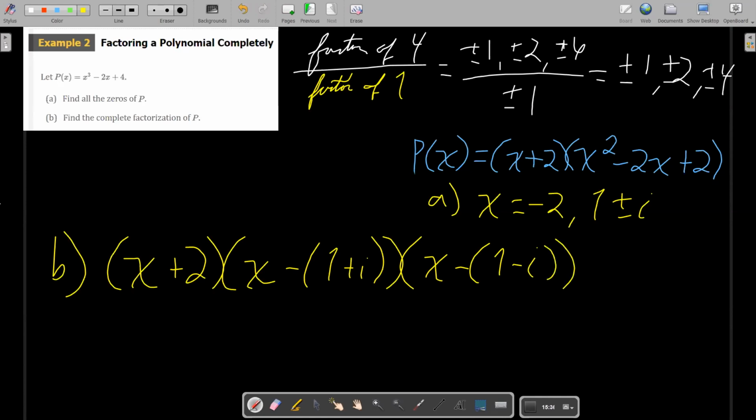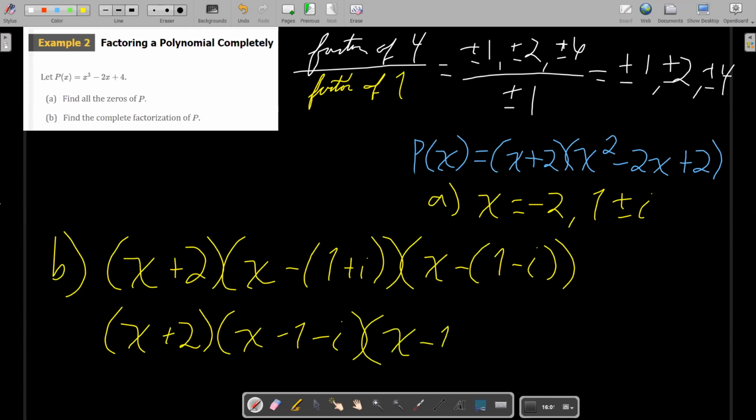So then we're going to clean this up. So we can say x plus 2, and then this next parentheses, it would be x minus 1 minus i. And then the last one is x minus 1 plus i. And that's it. Right?